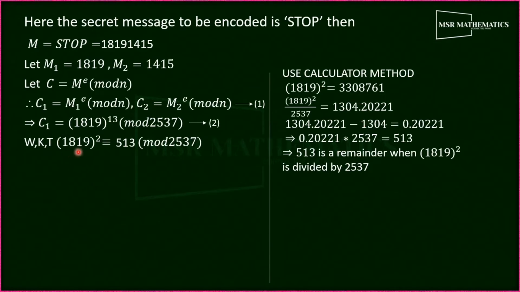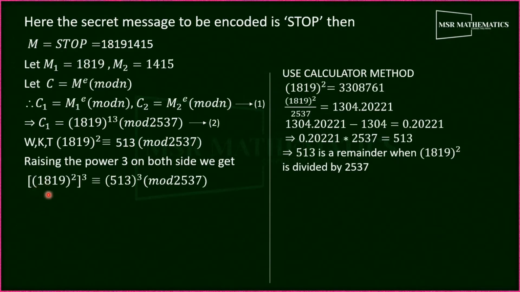So we are taking 1819 square, which is congruent to the remainder value 513 with the help of the calculator method. Next, for this we can raise the power of 3 on both sides. 1819 to the power of 2 into 3 is 6. Raising the power 3 on both sides, we get 1819 square whole power 3, which is congruent to 513 cube under modulo 2537. So on the left hand side we get 1819 to the power of 6, which is congruent to the value of 513 cube.